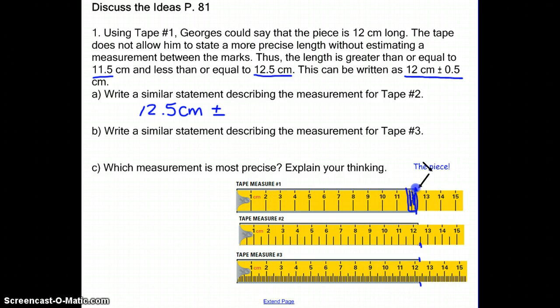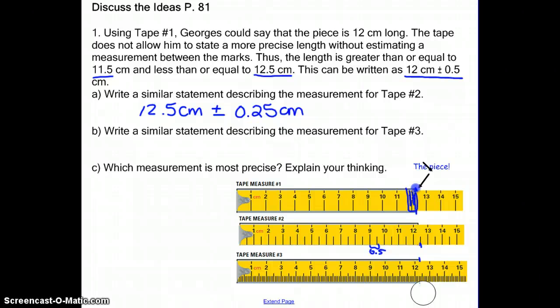Plus or minus 0.25 centimeters, because 0.25 is half of the smallest unit on this ruler. So the smallest unit is 0.5, so half of that is 0.25. So that would be your statement for that one. Okay, try tape measure number 3.